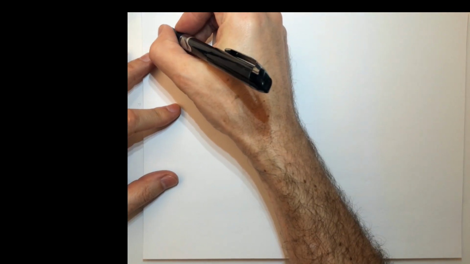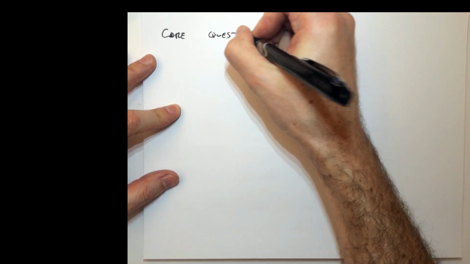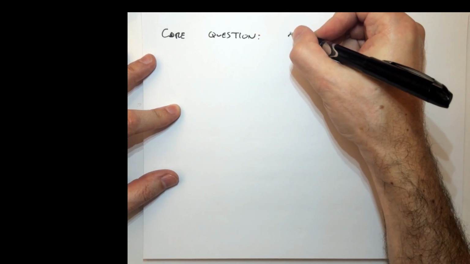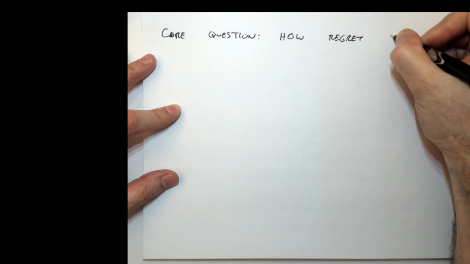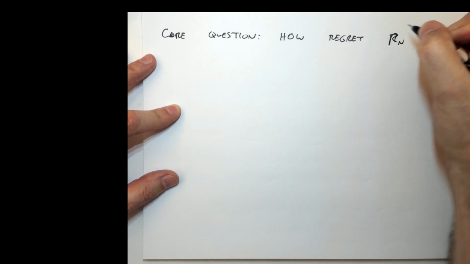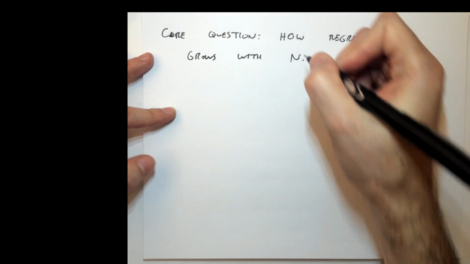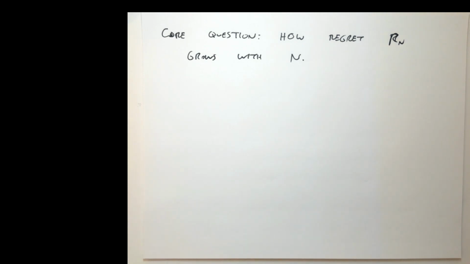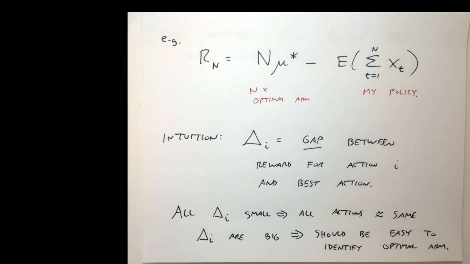And so the core question that people care about with bandits is how regret, R_n, grows with n, right?